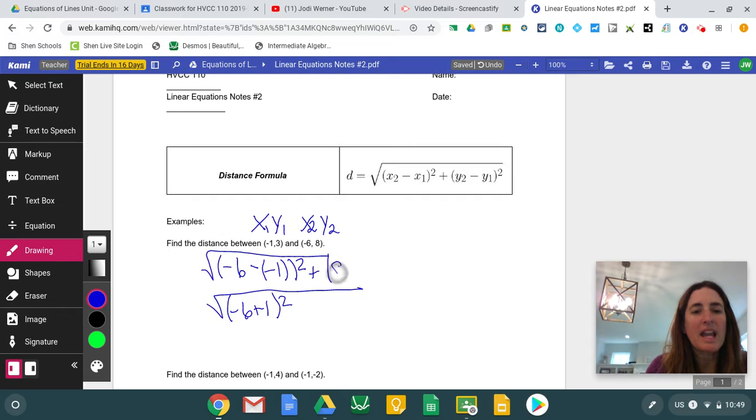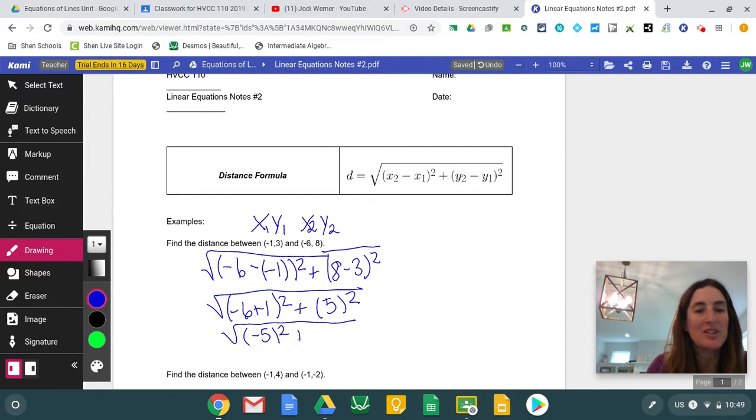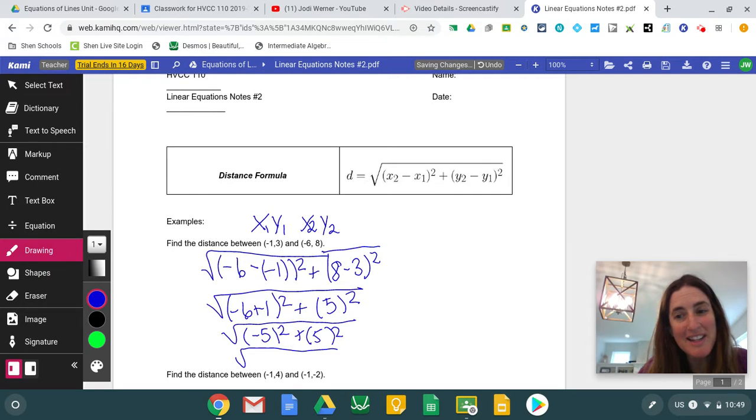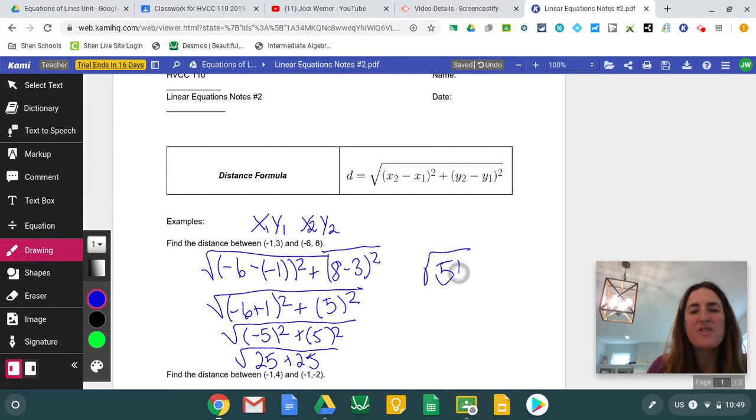Continuing on, I've got my 8 minus 3 for my difference in my y values in the back. I'm going to add those together. That gives me 5 squared. And if I continue here, I've got -6 and 1. That's -5 squared. Isn't this fun? I know some people will type this on their calculator wrong because they'll forget to use the parentheses when they square that negative. Remember, whenever you square a number, it turns into a positive. So that's 25 and 25. Wow, square root of 50.